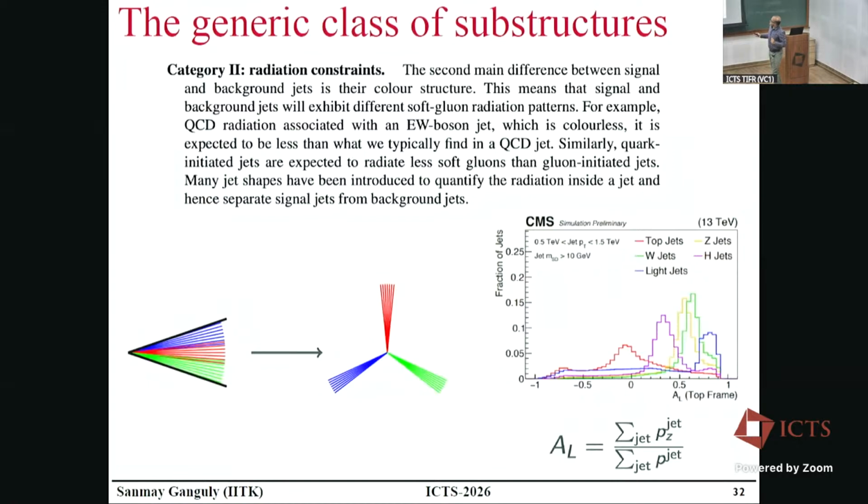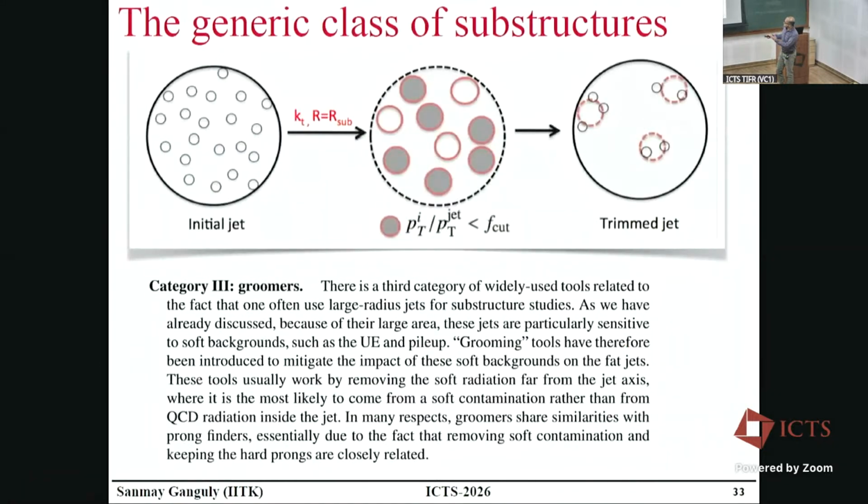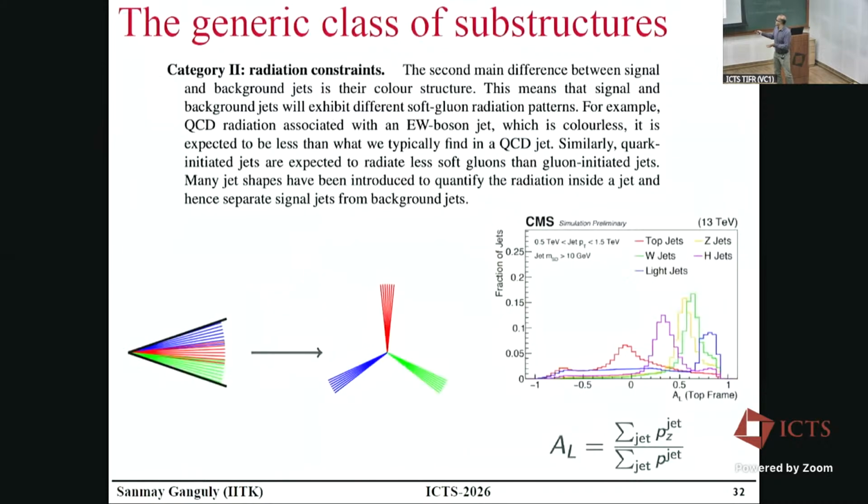Then there is a second class of jet substructure, where if there is some additional radiation, which we talked about in great detail, there can be some angularity observables. And you can see that for different classes of jets, these distributions are different. And finally, groomers.